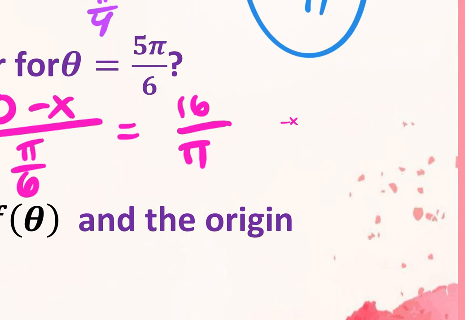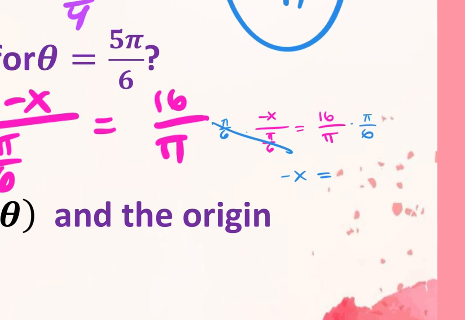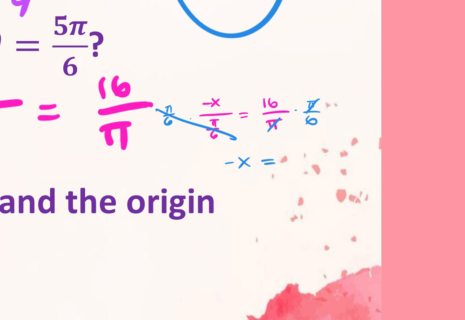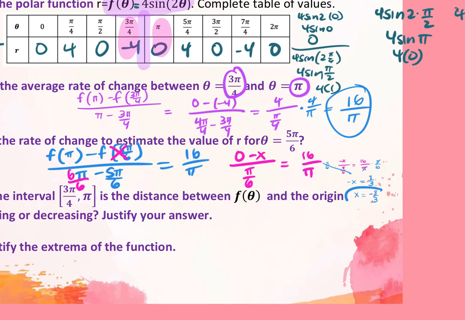So I get negative x over pi over 6 equals 16 over pi. I'm going to get rid of the pi over 6 by multiplying both sides by pi over 6. Negative x equals, the pi's cancel, 16 over 6 is 8 over 3. And x equals negative 8 over 3. So that's our predicted value for 5 pi over 6. If it doesn't say use a calculator, you're going to keep it exact just like that, okay?